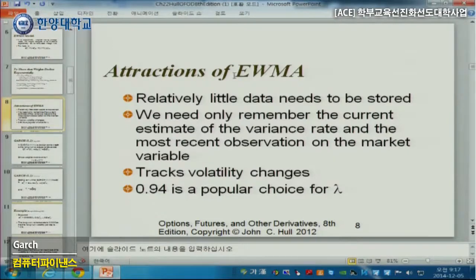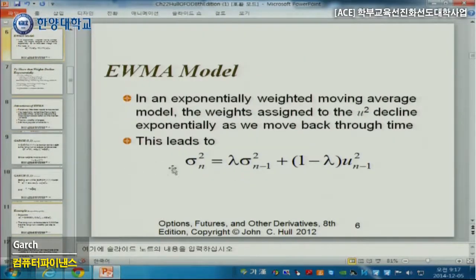The attraction of EWMA is that relatively little data needs to be stored. We need only remember the current estimate of the variance rate and the most recent observation of the market variable. And it tracks volatility changes. One popular choice for lambda is 0.94. If we put lambda at 0.94, then we give relatively small weight to the shock of yesterday, and most of the weight to the volatility estimate.